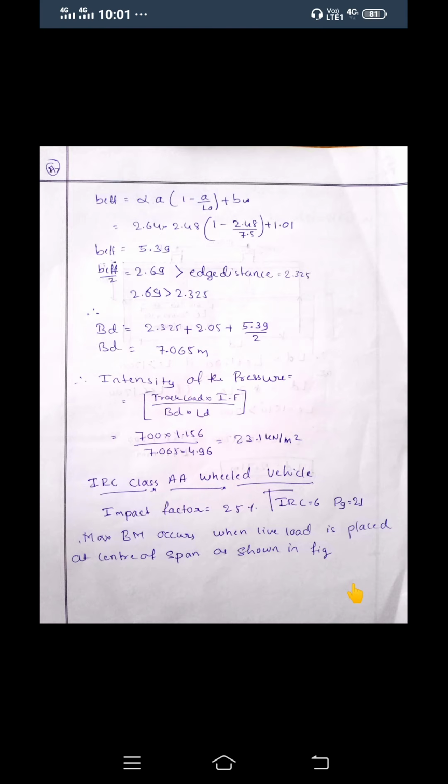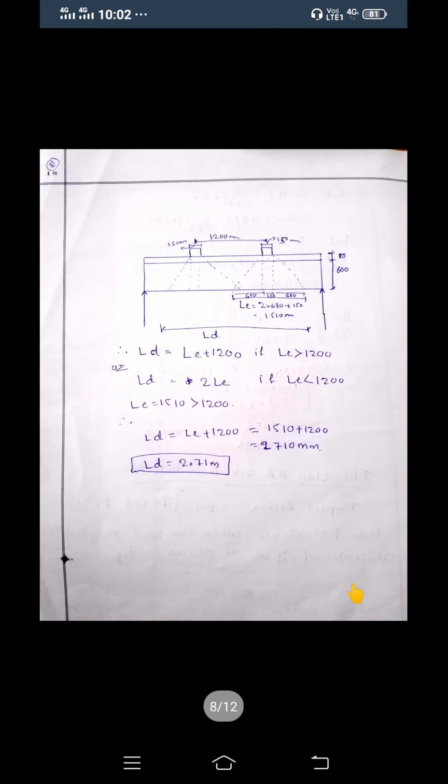The maximum bending moment occurs when the live load is placed at the center of the span. In all this design, we are considering it as simply supported. For a simply supported beam or slab, the maximum bending moment will be at the center of the span. So to get the maximum bending moment at the center, the load has to be kept at the center of the bridge. So this is our wheeled vehicle.